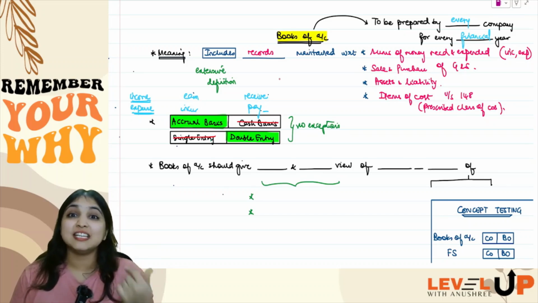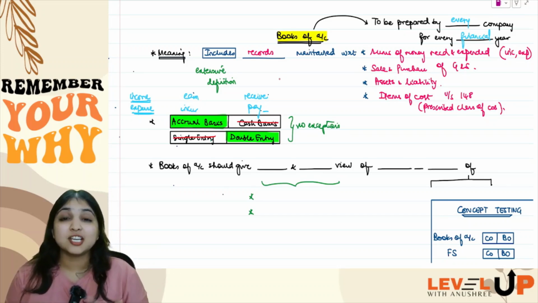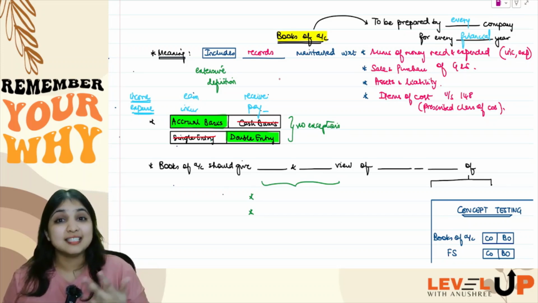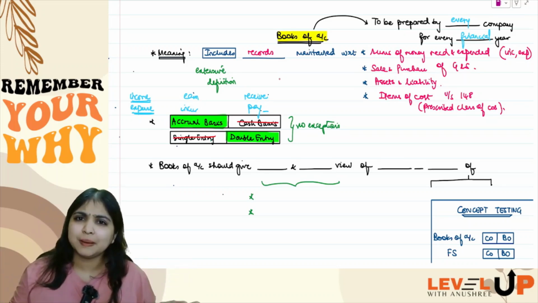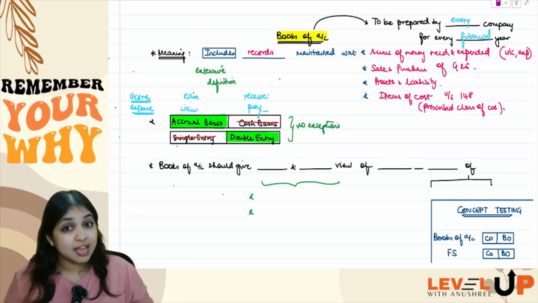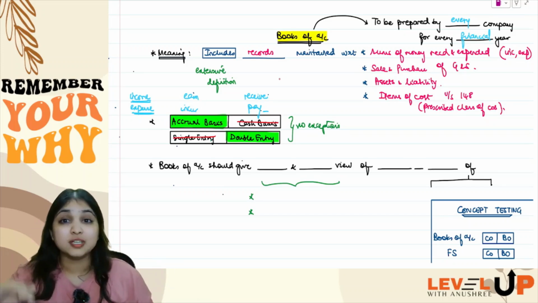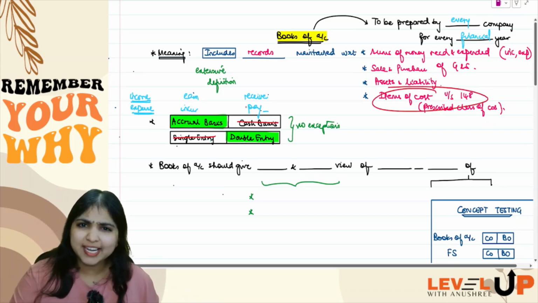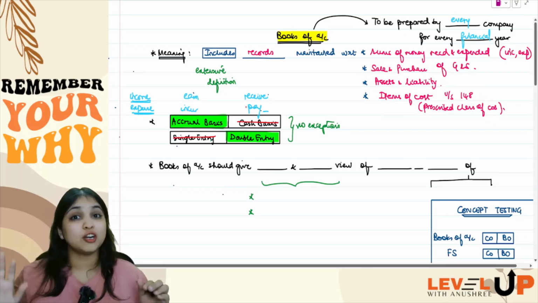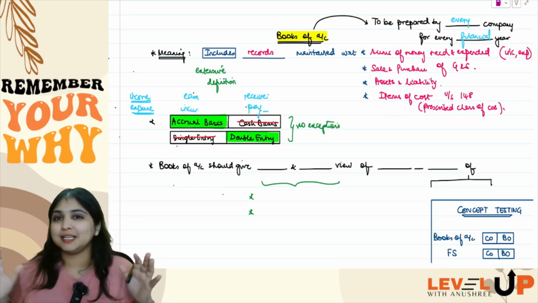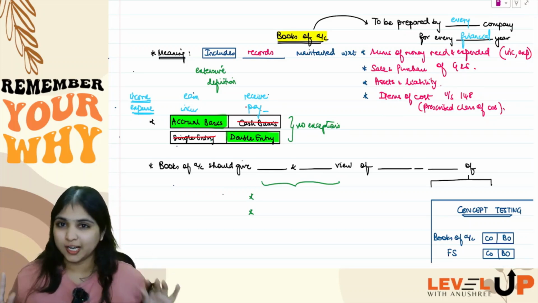Sums of money received and expended, sales and purchase of goods and services, assets and liabilities, and items of cost. Does every company have to prepare books of accounts? Yes. Does every company in the books of accounts have to make records of items of cost also? No. Items of cost under section 148 is only for prescribed classes of companies covered in your auditors chapter.